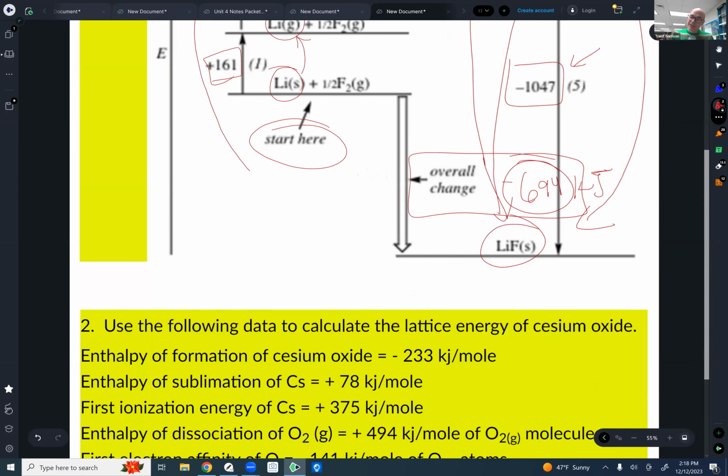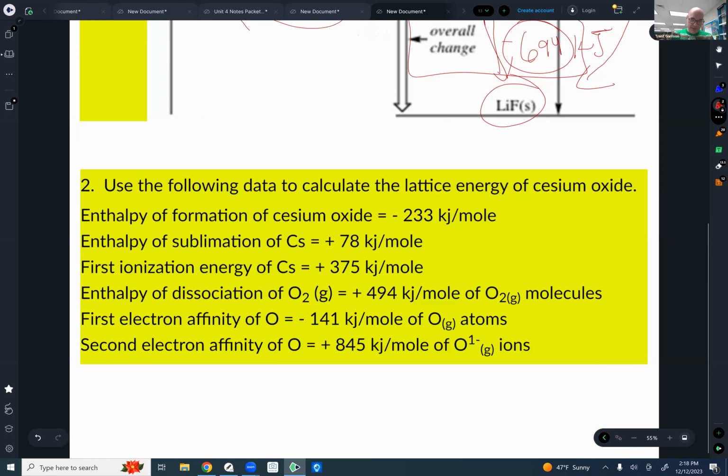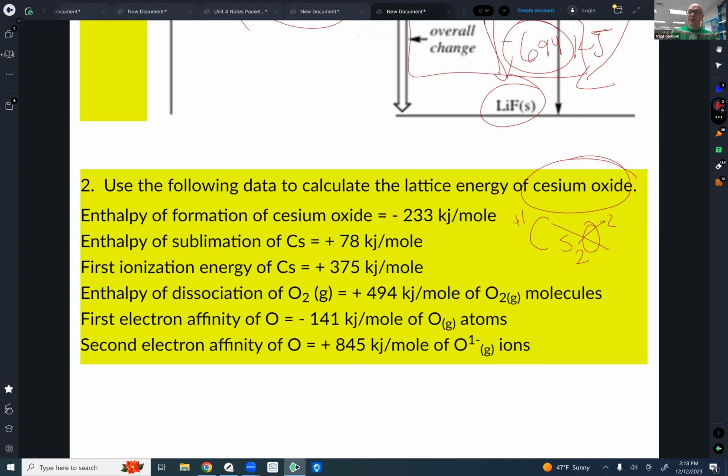Now, this one's a little tricky, so stay with me here. They don't tell you what the formula for cesium oxide is. Cesium is in the first column. It has a charge of +1. Oxygen is in the 16th column. It has a charge of -2. So what's going to happen is you crisscross applesauce, and you end up with Cs2O.